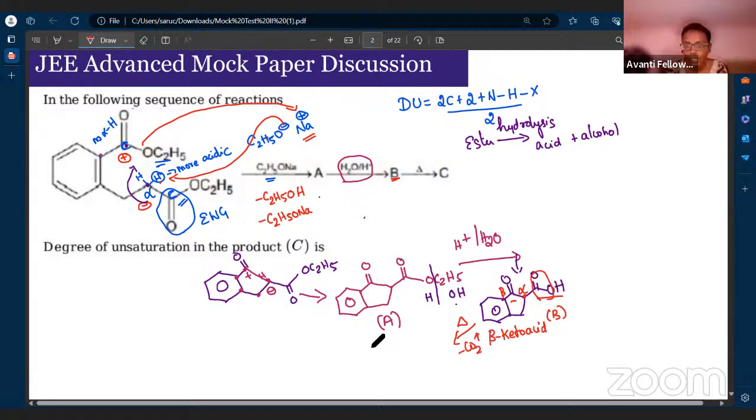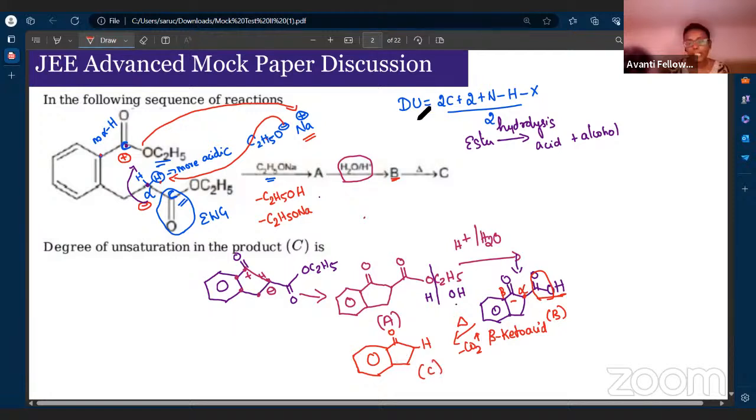Okay, so what product will you be getting? You will be getting a 6-membered ring attached to a 5-membered ring keto group. Okay, and here the CO2 is removed, so you have only hydrogen. So this is your product C.